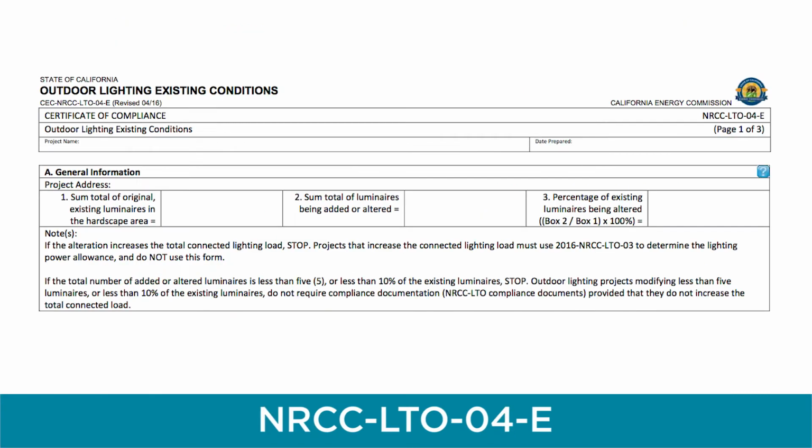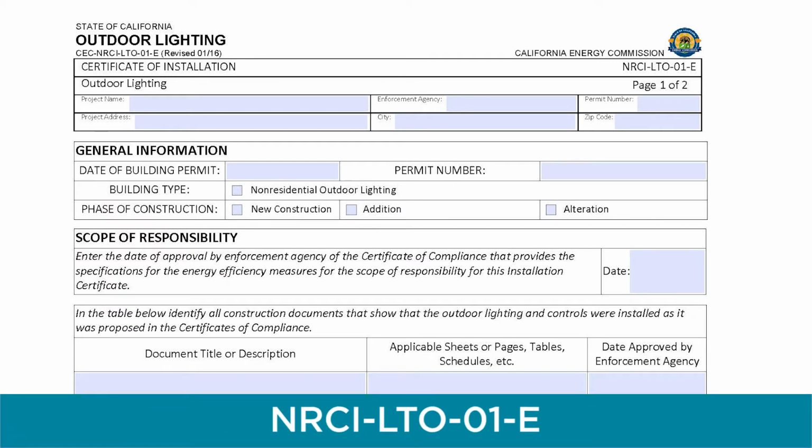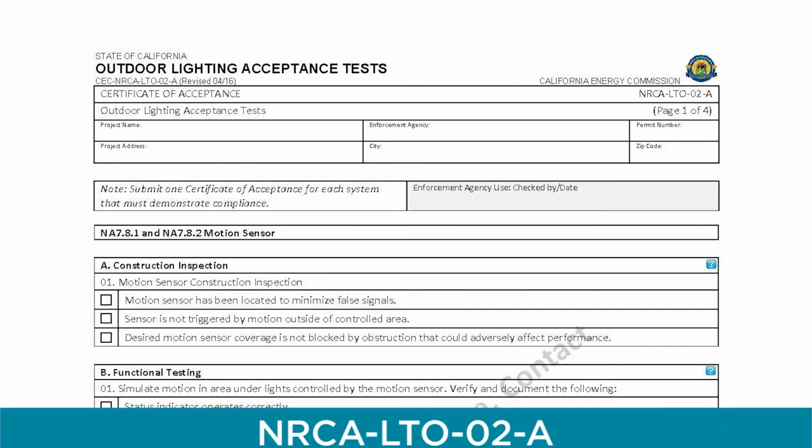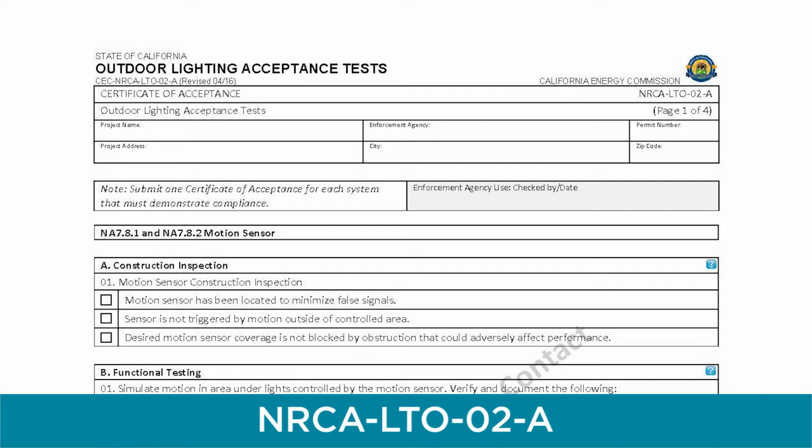In addition, certain types of outdoor lighting alterations must use Form NRCC-LTO-04-E to document existing lighting before the alteration. Following installation, compliance is documented on Certificate of Installation NRCI-LTO-01-E. Details on installed outdoor lighting controls must be provided on this form. Acceptance testing is required for all outdoor lighting controls. Acceptance test results are documented on Compliance Form NRCA-LTO-02-A.